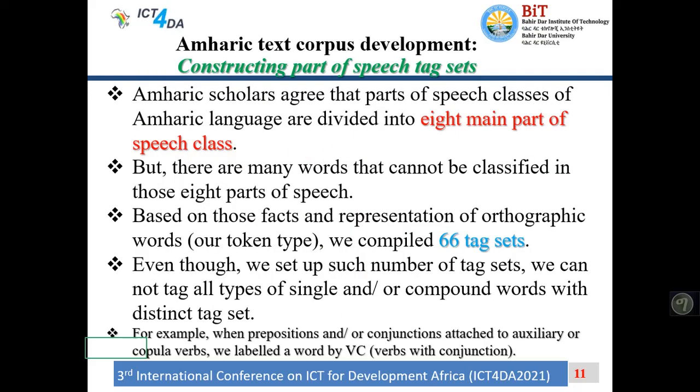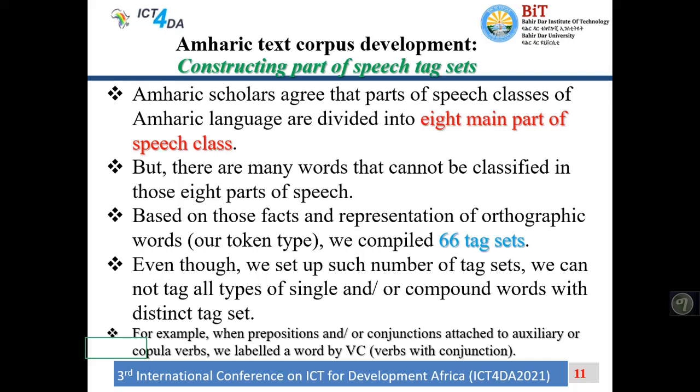Constructing part of speech tag sets. Amharic scholars agree that the parts of speech classes of the Amharic language are divided into 8 main classes, but there are many Amharic words that cannot be classified in those 8 parts of speech. Based on those facts and our token types, we compiled 66 tag sets.